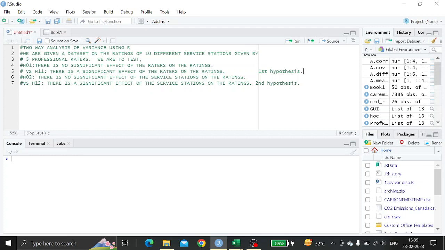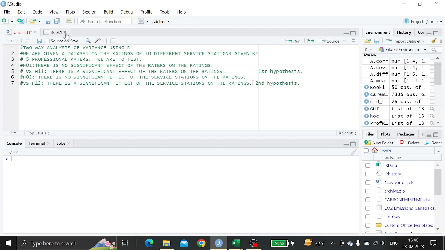The first null hypothesis is that there is no significant effect of the professional raters on the ratings, against the alternative that yes, there is a significant effect of the raters on the ratings. Our second hypothesis to be tested, the null hypothesis, is that there is no significant effect of the service stations on the ratings, against the alternative that yes, there is a significant effect of the service stations on the ratings.